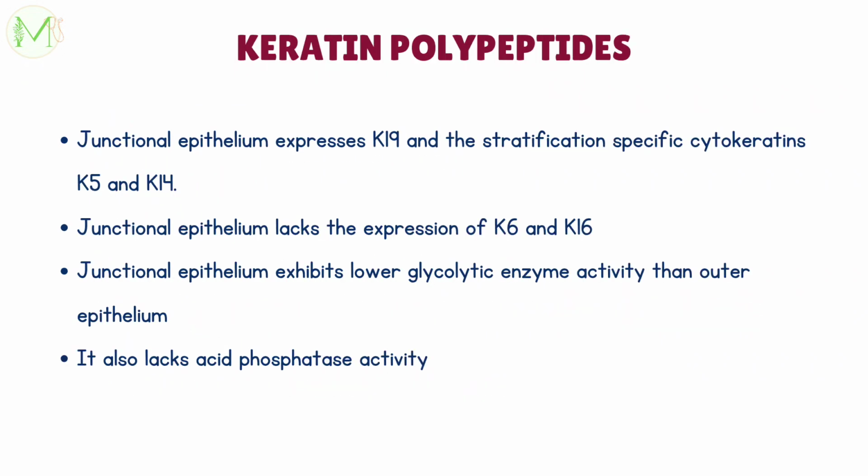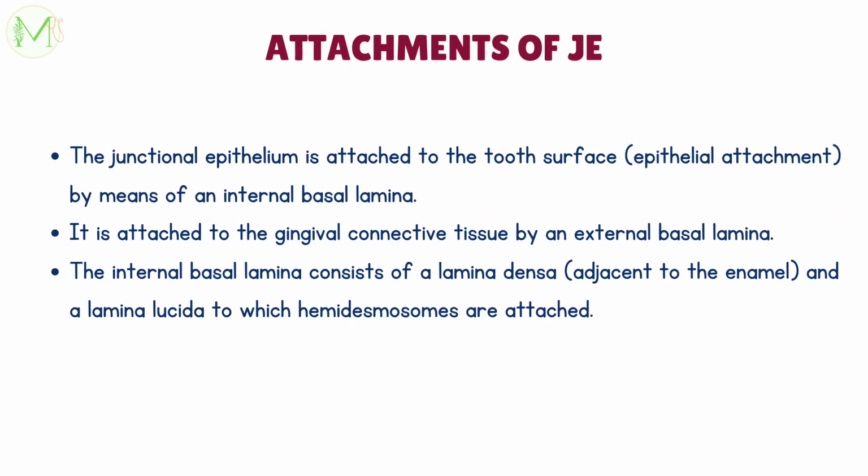Junctional epithelium expresses a keratin polypeptide called K19 and stratification-specific cytokeratins called K5 and K14. Junctional epithelium lacks the expression of K6 and K16, which is usually linked to highly proliferative epithelia, although the turnover of the cells is very high. Junctional epithelium exhibits lower glycolytic enzyme activity than outer epithelium, and it also lacks acid phosphatase activity.